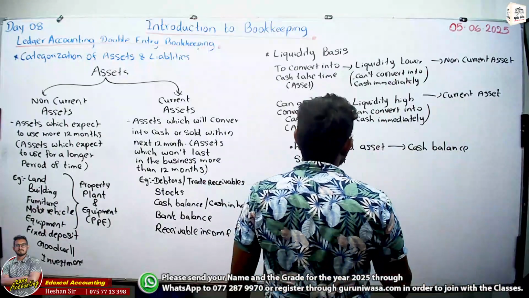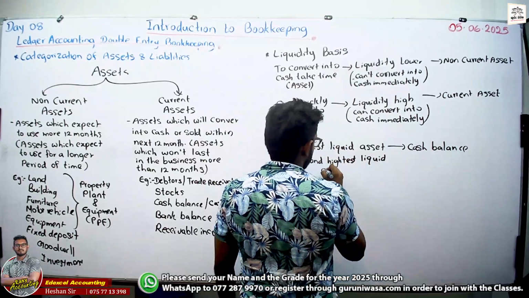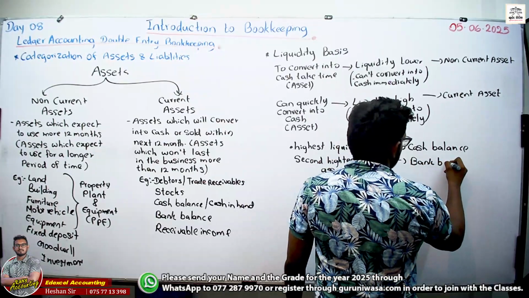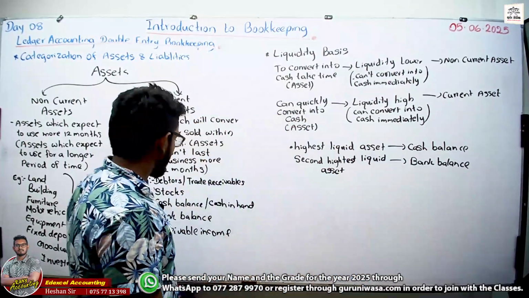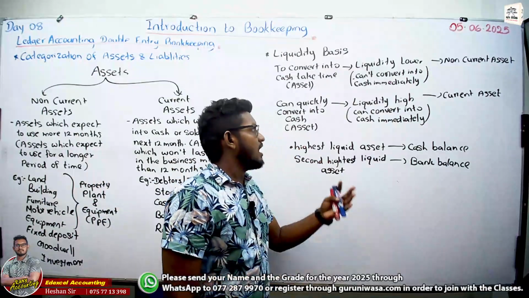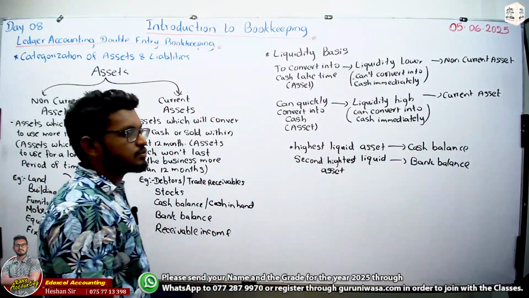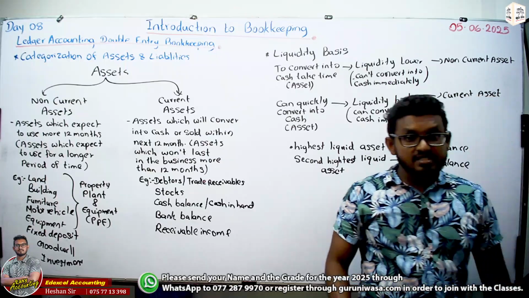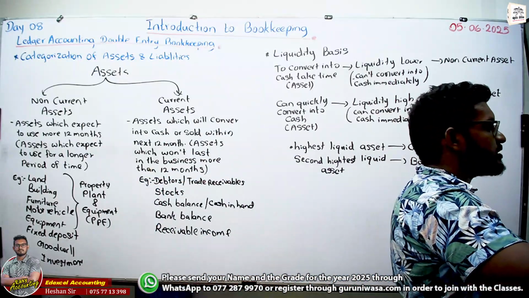The second highest liquid asset. What is the second highest liquid asset? It is the bank balance. Why? We can quickly go to the bank, or we can use an ATM to convert into cash. Other current assets are fairly high liquid assets, but not more than this. These are less liquid assets and will take time to convert into cash. Is it clear? Send me a thumbs up, right? Hope you can hear me. We need these things when we are preparing the accounts, right? Okay. Are you okay up to here?